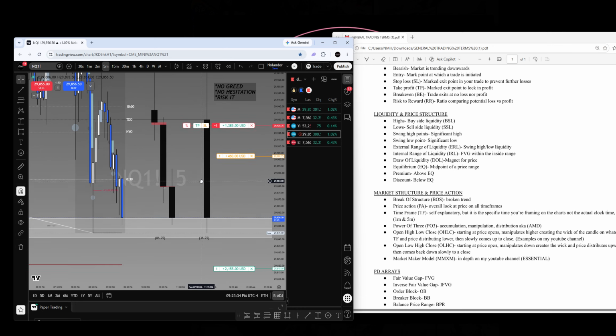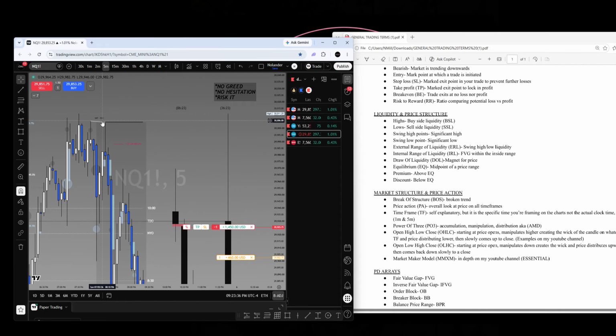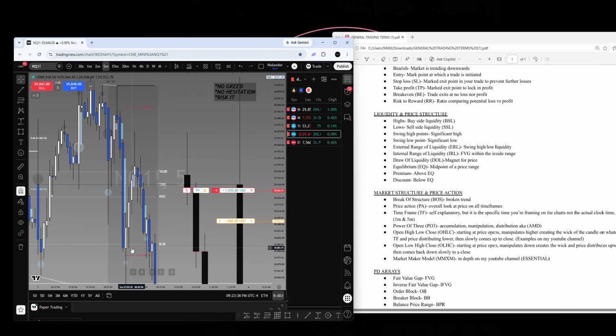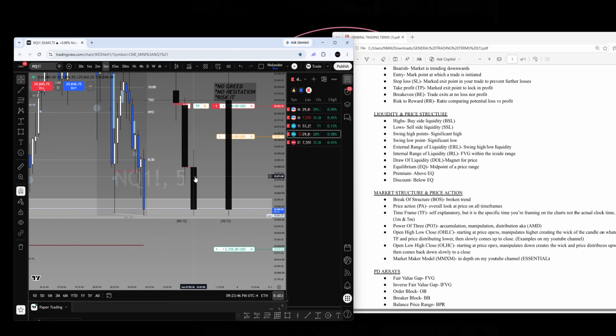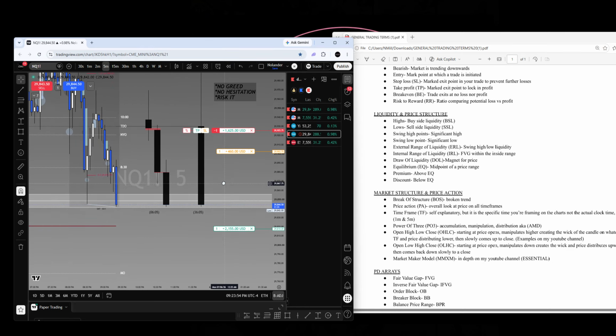Vice versa, draw on liquidity would be at these highs if I was in longs right here. If I entered right here and wanted to target these highs, but I entered right here and wanted to target these lows. So that is a review of draw on liquidity. Now we're going to go over premium and discount.